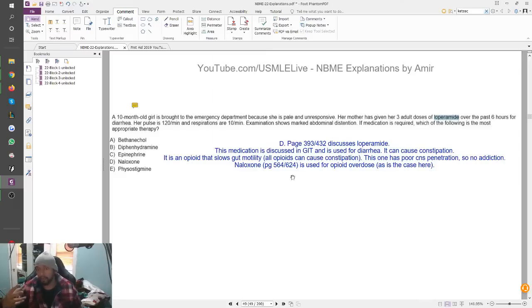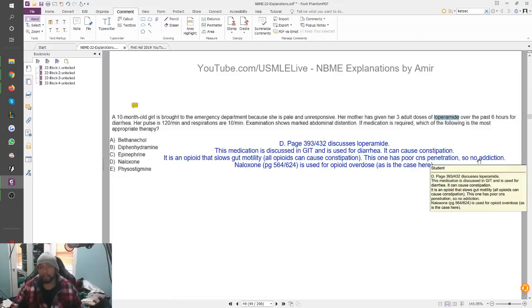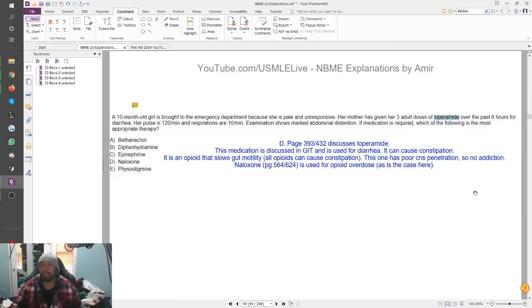There's also no tolerance to the constriction of the eyes. This one, loperamide, has poor CNS penetration, so there's rarely ever going to be a question where a patient is addicted to opioids because they were taking loperamide. Naloxone is used for opioid overdose, as is the case here. And you know she has some kind of overdose of medication that's causing respiratory depression, right?